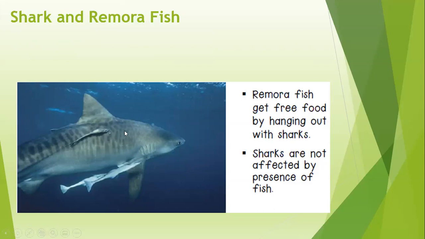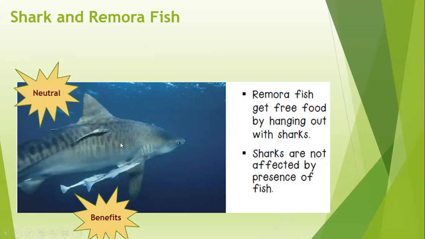But the sharks are not getting any benefit and not getting any harm from this relationship. This small fish is getting the benefit because it is getting food when it hangs around the shark. But the shark does not even care if there is any small remora fish around or not. So this shark is neutral, unaffected. It does not have any advantage. It does not have any harm, nothing. It is neutral.